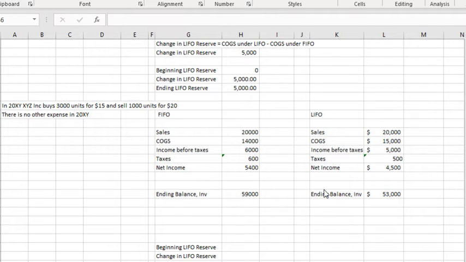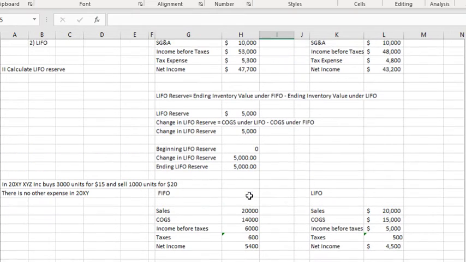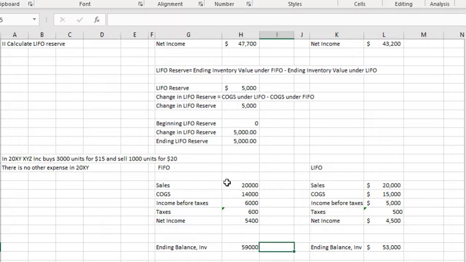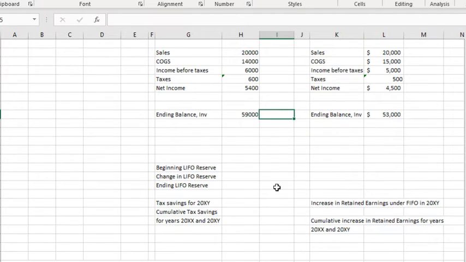Hi everyone, in this video we are going to conclude our conversation about LIFO Reserve. We are going to calculate the ending LIFO Reserve in two ways. As I mentioned in previous videos, the way you calculate LIFO Reserve is ending inventory value under FIFO minus ending inventory value under LIFO. So let's do that.